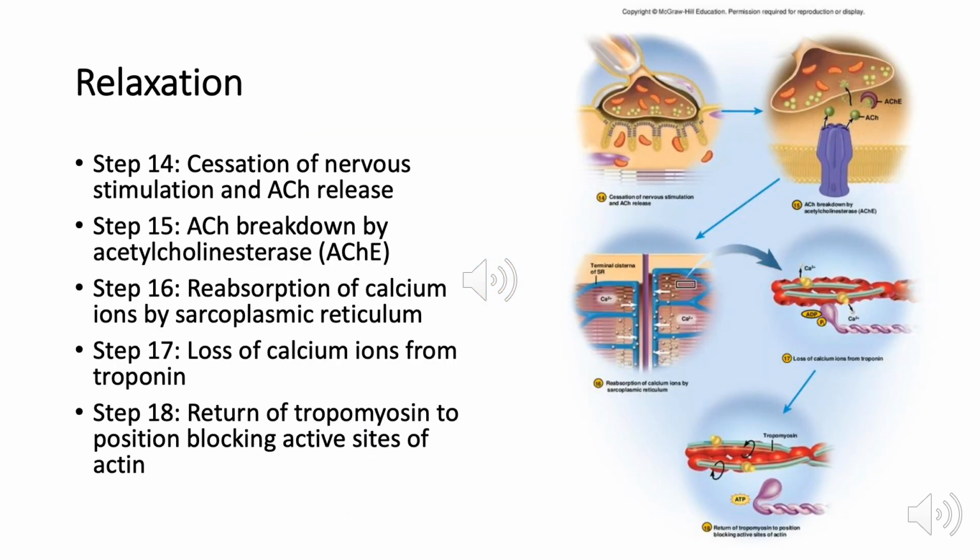The final phase of the muscle contraction relaxation process is a phase called relaxation. When the nerve fiber stops stimulating it, a muscle fiber relaxes and returns to its resting length. Step 14. Cessation of nervous stimulation and acetylcholine release. Step 15. Acetylcholine breakdown by acetylcholinesterase. Step 16. Reabsorption of calcium ions by sarcoplasmic reticulum. Step 17. Loss of calcium ions from troponin. Step 18. Return of tropomyosin to position of blocking active sites of actin.